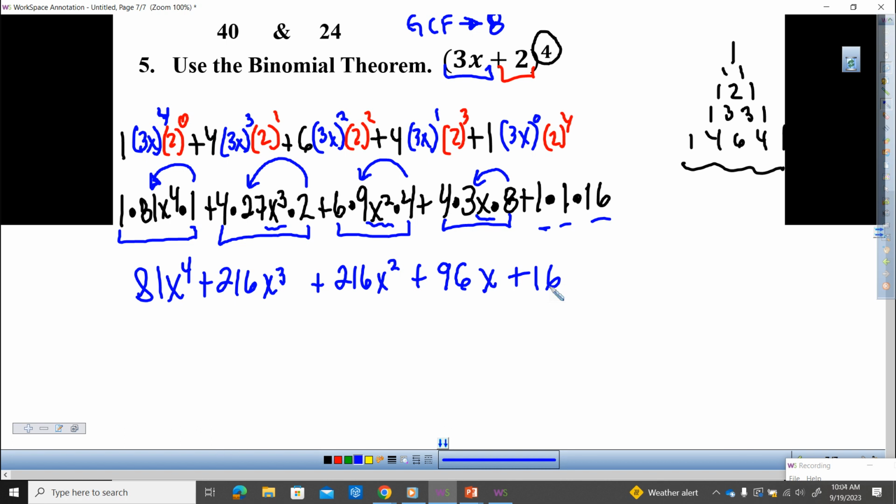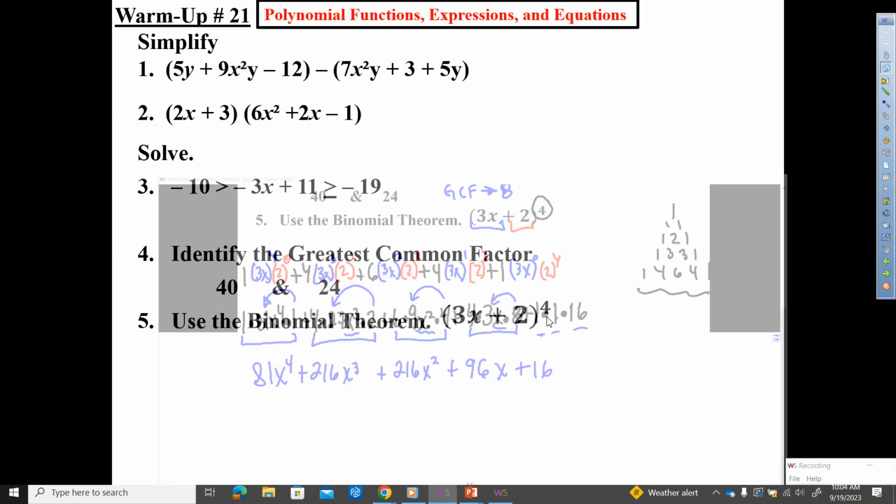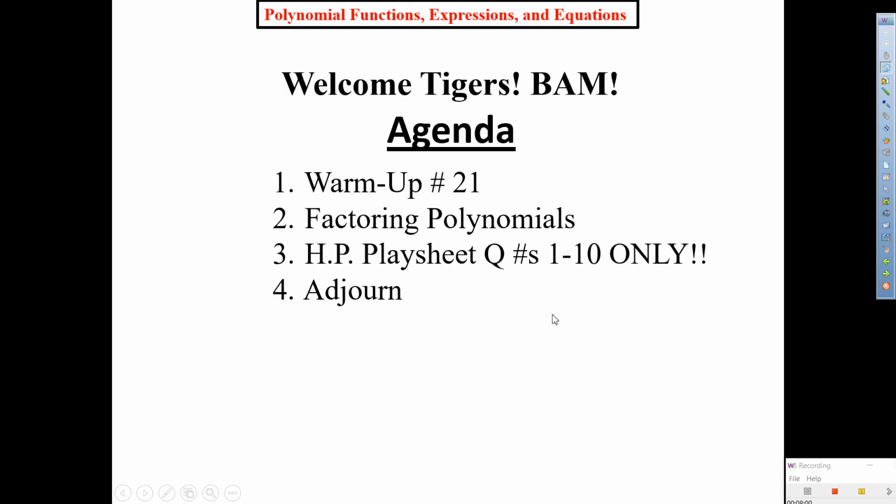All right. We got this, oh yeah. Copy the agenda for today, warm-up number 21, factoring polynomials. We're moving on. Tonight's home play, sheet Q, is only numbers 1 through 10 only. And once again, reminder, tutoring after school, be there or be elsewhere.